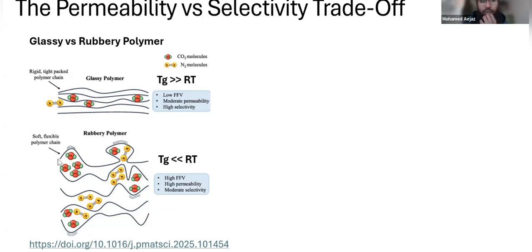So you could have more gas molecules passing through, but it comes at moderate selectivity, because imagine now you have more space, then both carbon dioxide and methane can go through simultaneously. So this reduces selectivity. This is the permeability-selectivity trade-off. If you have one that's high, then the other goes down, and vice versa.